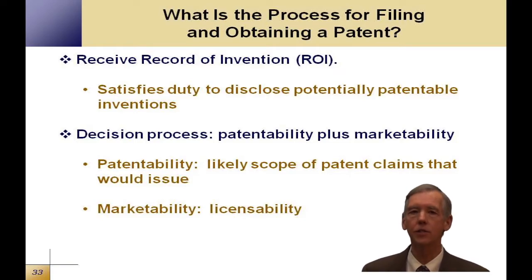It typically begins with receipt of a write-up of the invention, an invention disclosure. At UC Davis, we call it a record of invention. We call it the ROI with affection. At UC Davis, submission of the ROI by the researcher to the Tech Transfer Office satisfies the duty under UC policy to disclose potentially patentable inventions. That initiates the process. The Tech Transfer Office, our office, moves ahead with the decision process.